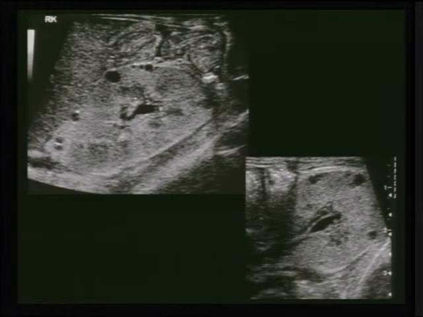This is the typical picture of a glomerular cystic disease. Tiny, few millimeter cysts coming out of the surface like blisters.